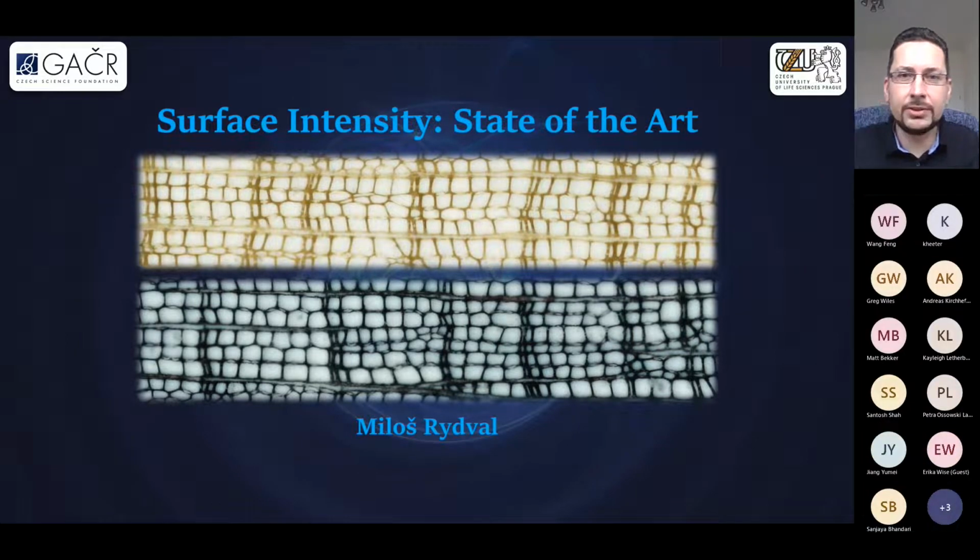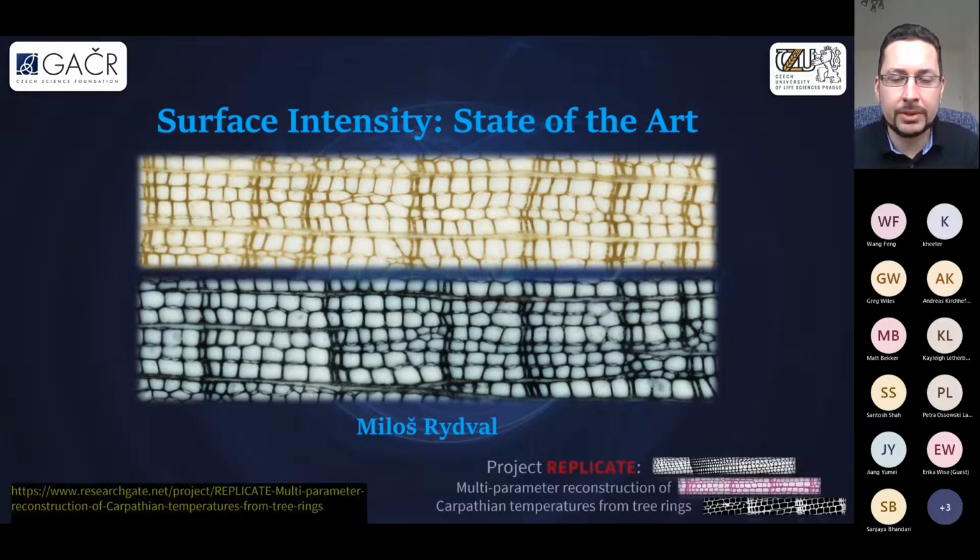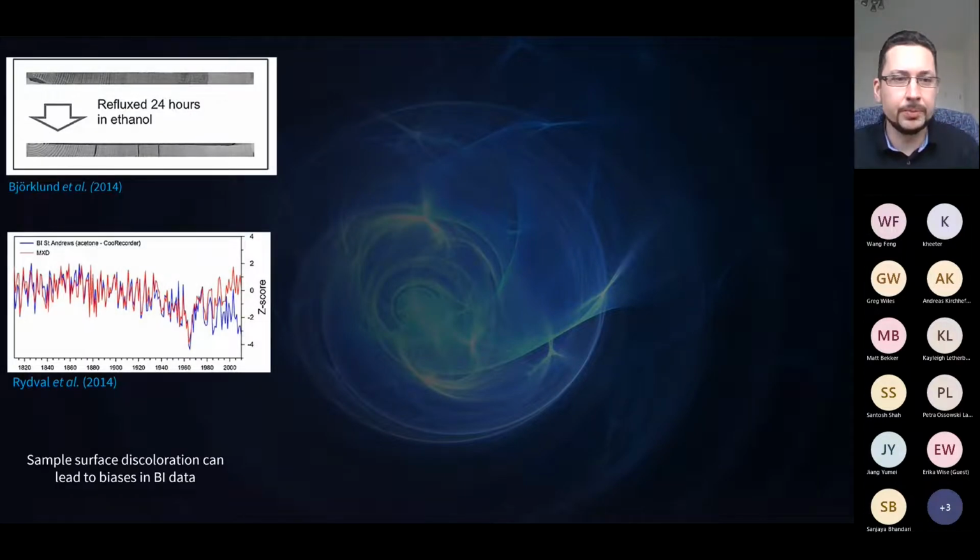So the title today is Surface Intensity State of the Art. This is some work that we've been doing as part of the Replicate project, which is ultimately focused on reconstructing temperatures, but this is a methodological addition to what we've been working on over the past few years.